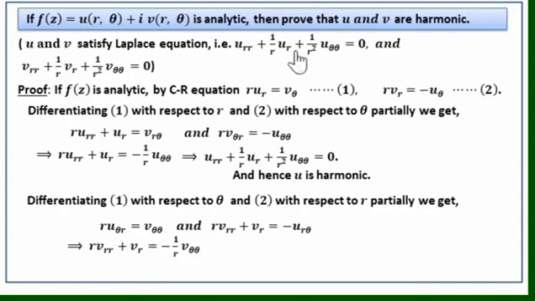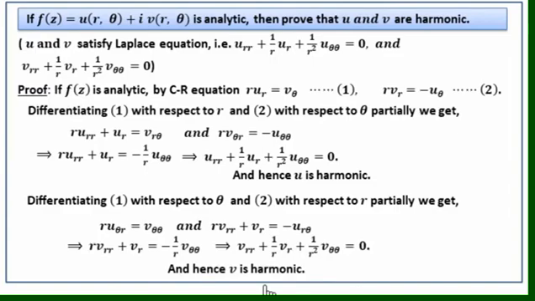Okay, then to get this, divide throughout by R, and we get VRR plus 1 by R VR plus 1 by R square V theta theta equal to 0, and hence V is harmonic. This completes the proof that if f of z is analytic, where U and V are functions of polar coordinates R and theta, then U and V are harmonic functions. Okay, next we'll solve some problems based on this harmonic property of complex functions.